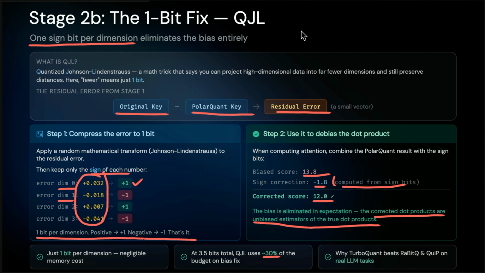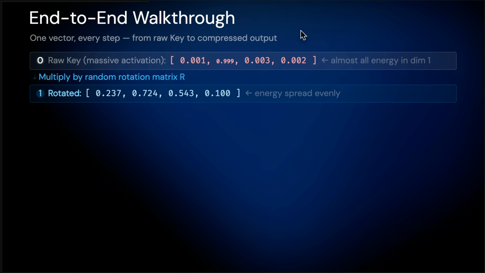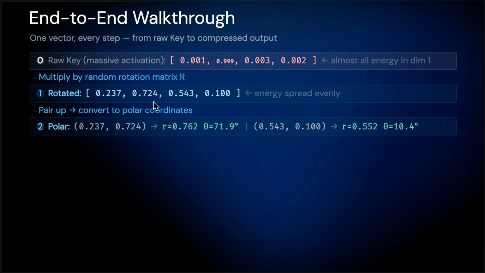So now it's time for our end-to-end walkthrough. We started with a vector that looks something like this. Now what do we do? We just rotate it randomly. After rotation, let's say this vector looks something like this. We take this rotated vector and convert it into polar coordinates. Why do we convert into polar coordinates? Because if we directly take this rotated matrix and quantize it, we get a problem where we have to store calibration constants. To avoid that, we convert it into polar coordinates.